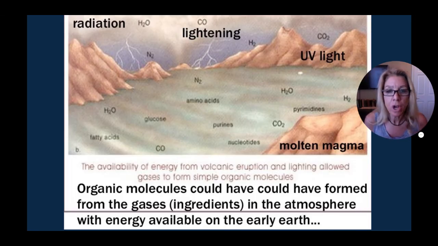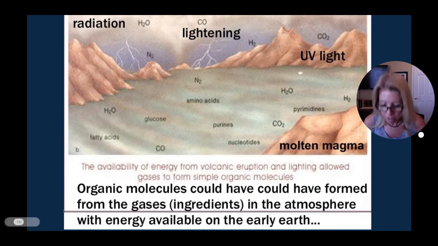So what you're trying to do is form those sugars, form those amino acids, so you can build the polymers like proteins. So with the energy available on Earth and with the early gases that it is presumed we had, that could form like this organic soup to make these molecules.